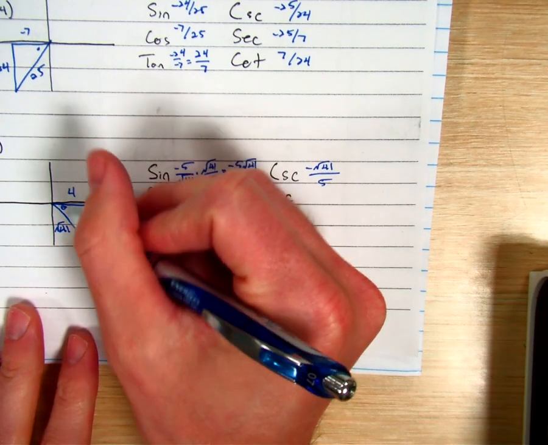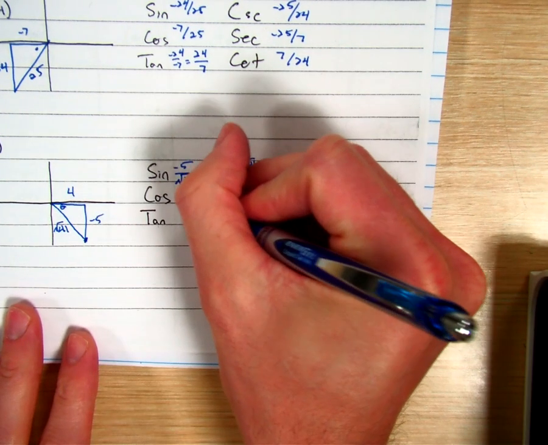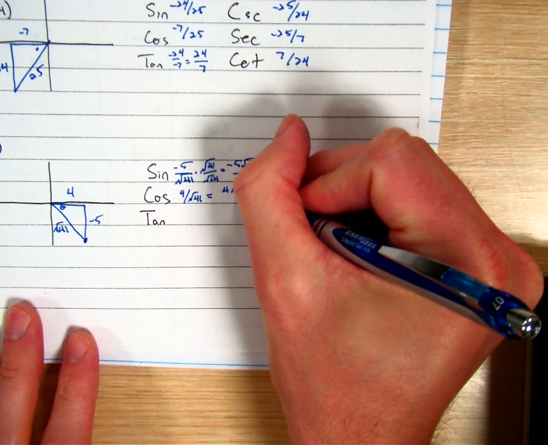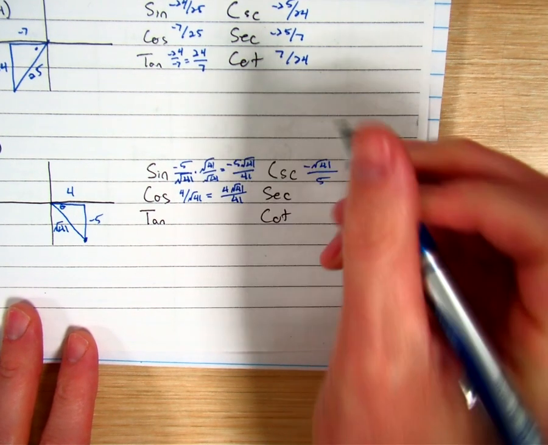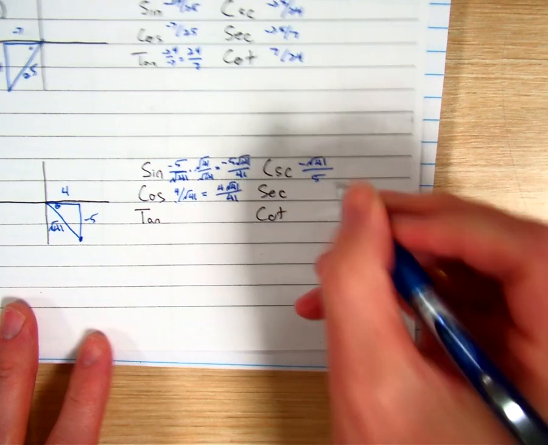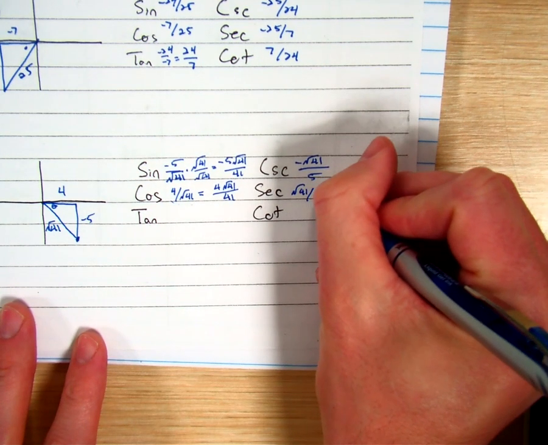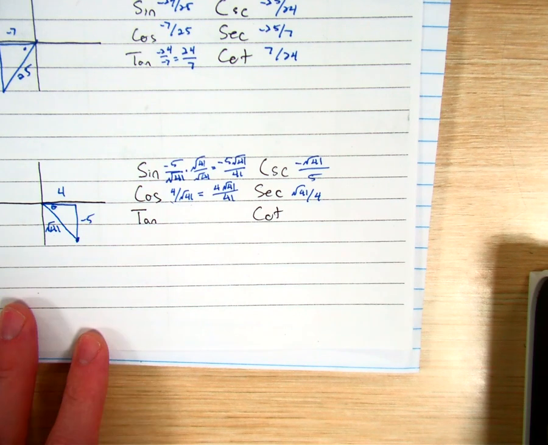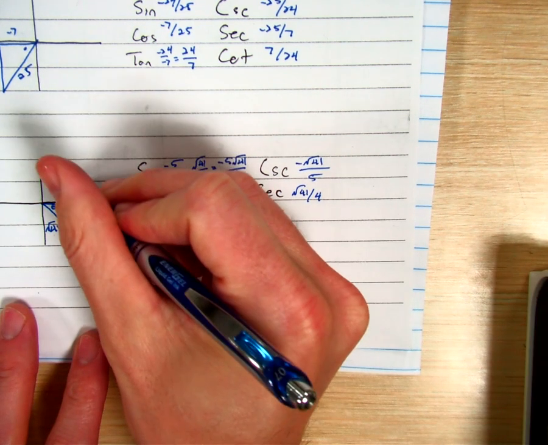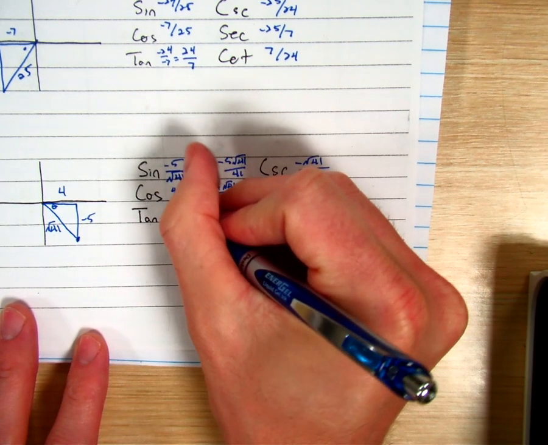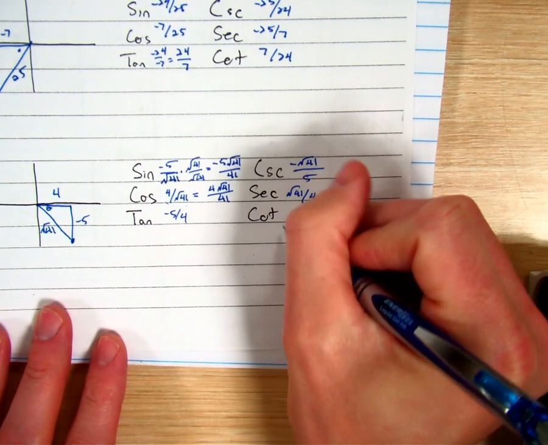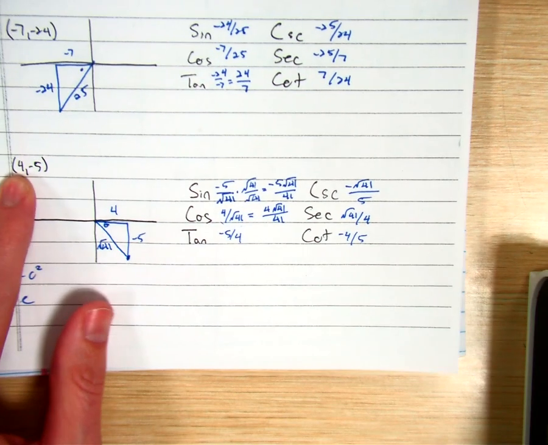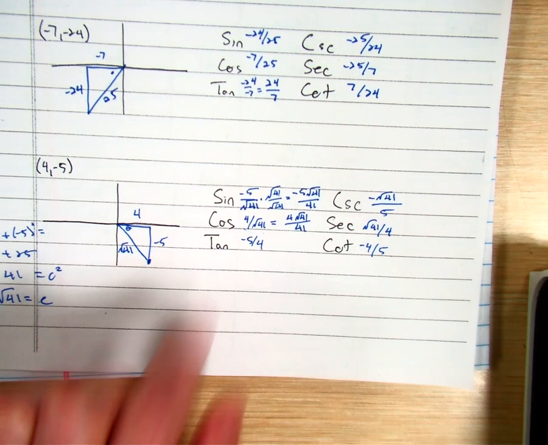Cosine, adjacent over hypotenuse. We got 4 over radical 41. And we'll get the same thing here, 4 radical 41 over regular 41. But again, this one's easier to flip. Radical 41 over 4. And tangent's going to be opposite over adjacent, negative 5 over 4. And when I flip that, negative 4 over 5. So you're going to have a couple there with the radicals.